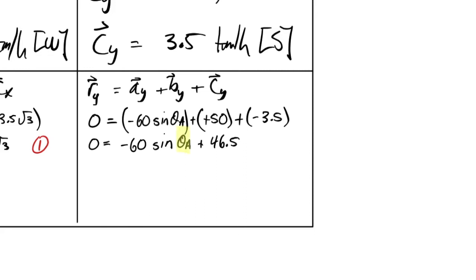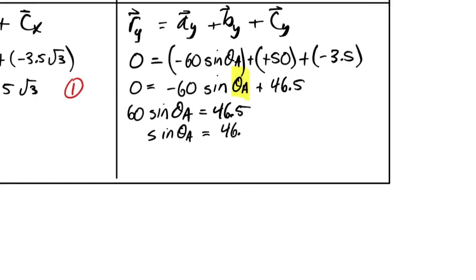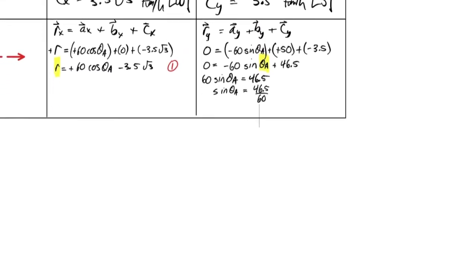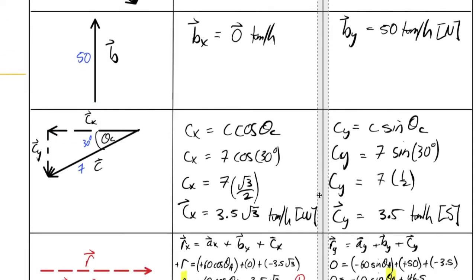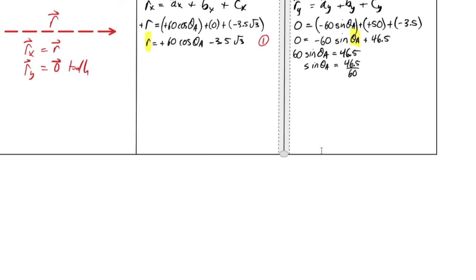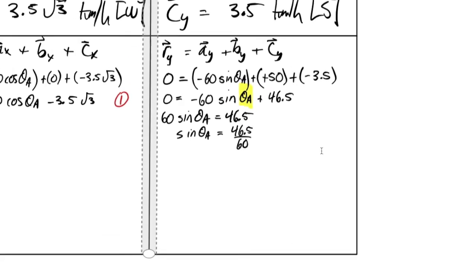And now it looks like we're in good shape here. We're only down to one variable now, and that's because our y component was 0. So it looks like we can just continue on from here and solve for our theta A. And let's do that. So I'm going to bring this term to the left-hand side. So this gives me 60 sine theta A is equal to 46.5. Our sine theta A is 46.5 over 60. And looks like I'm going to have to give myself a little bit more real estate here.